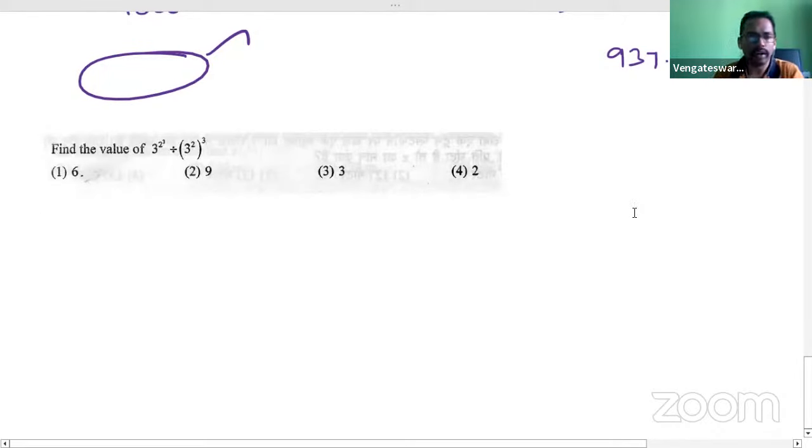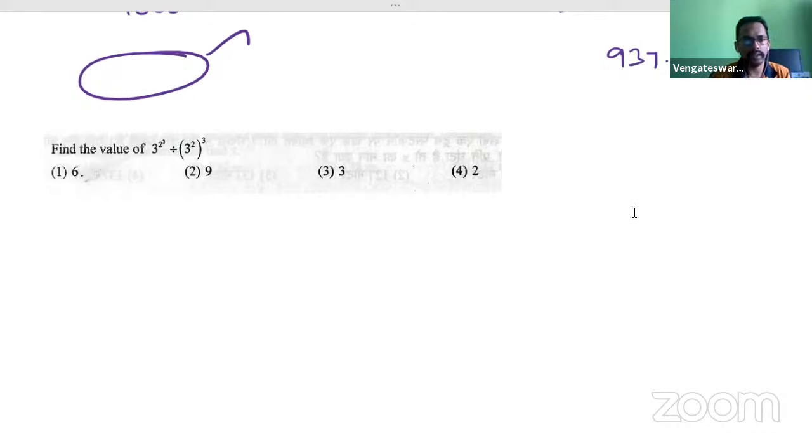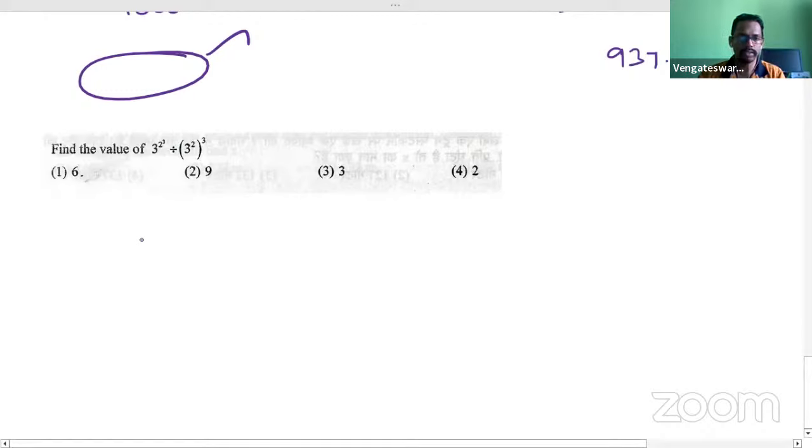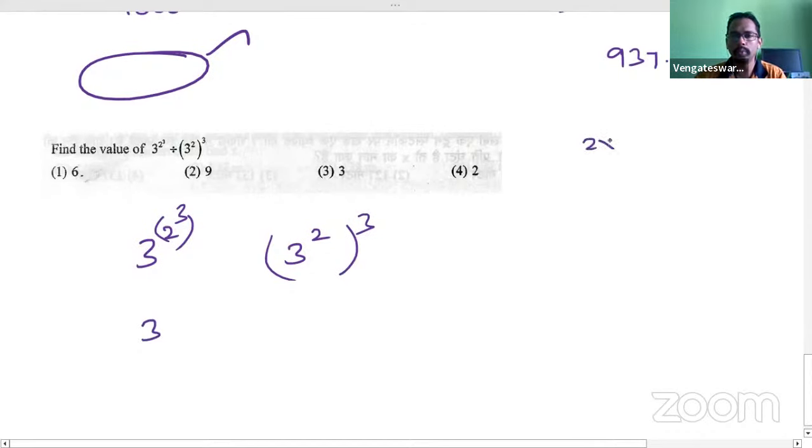Find the value of 3 power 2 power 3 divided by 3 power 2 the whole power 3. There's a clear difference between both these expressions. 3 power 2 power 3 is different, and 3 power 2 the whole power 3 is different. How do they differ? 3 power 2 power 3 means I'm supposed to do this calculation first. That is 3 power 2 cube. What is 2 cube? 2 into 2 into 2, it is 8. That means this is 3 power 8.